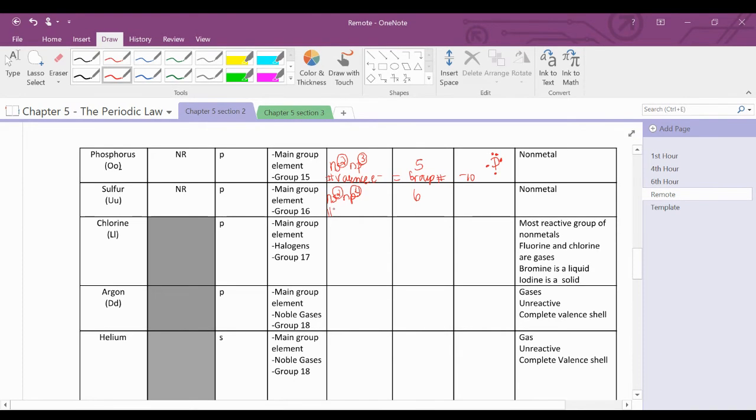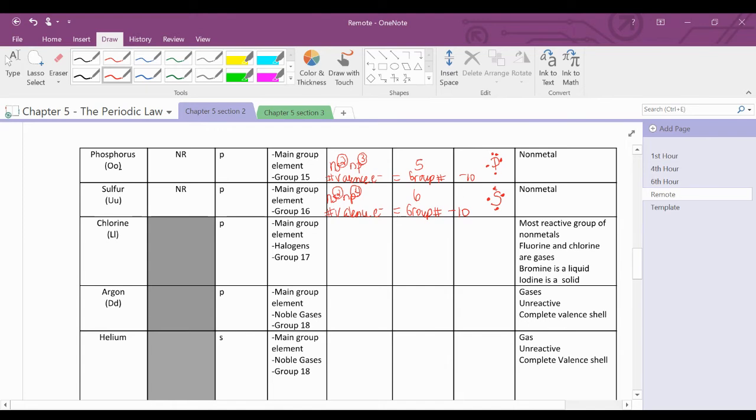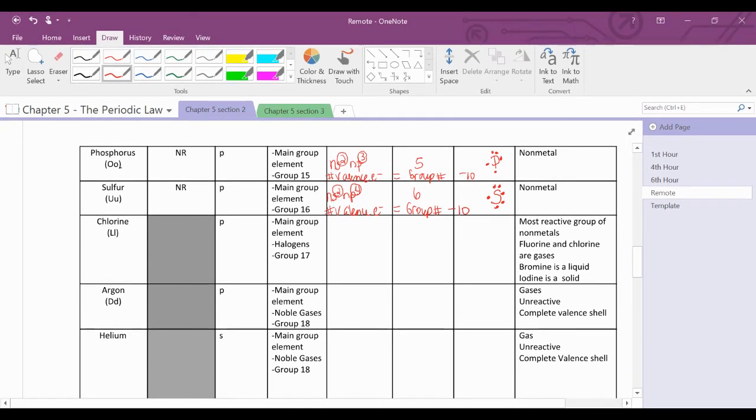And again, if I want an easy rule for valence electrons, we're going to take the group number and subtract 10. So for the electron dot diagram, we're going to write the symbol for sulfur, and it's going to have 6 dots. 1, 2, 3, 4, 5, 6. So this will have 2 single dots and 2 pairs of dots.